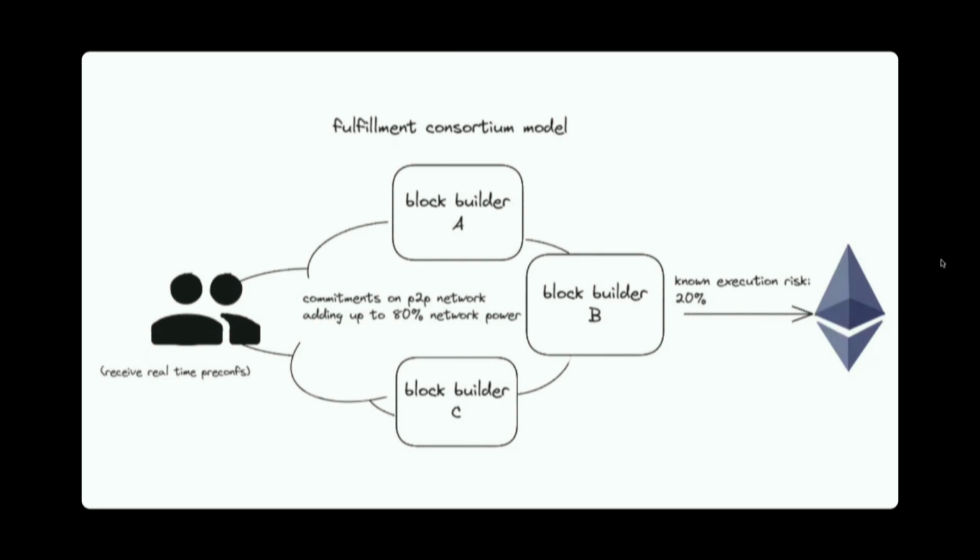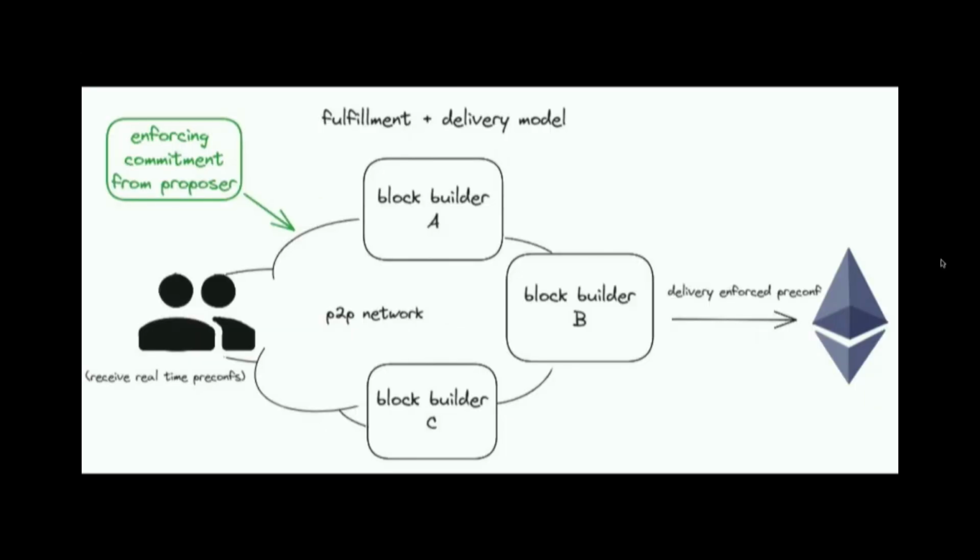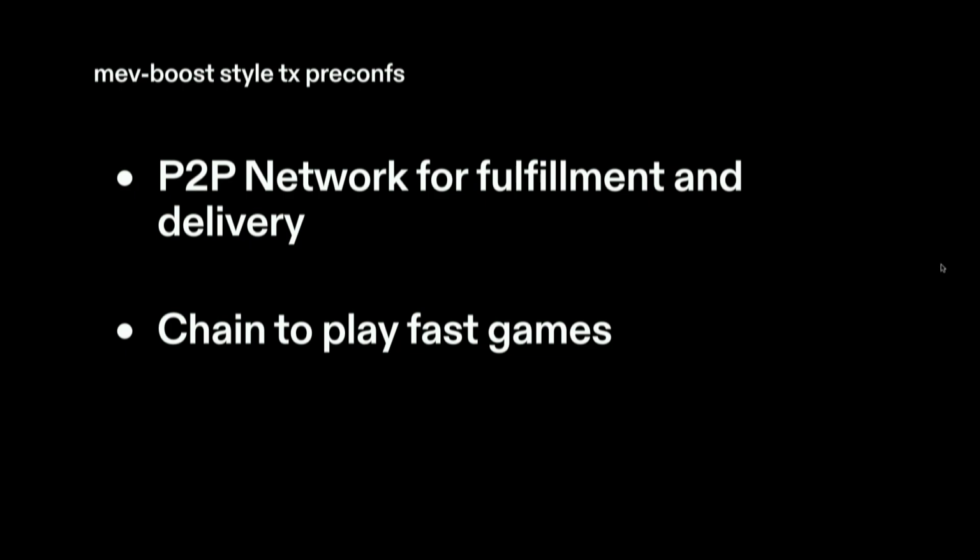However, this model gets incredibly strong once you have the proposer commitment as well. So if the proposer said, hey, this pre-confirmation you guys are playing, I will honor this no matter what, then you know you have the ultimate credibility for your pre-confirmation. So you know that the block builder will be able to deliver that pre-confirmation promise that it gave you in real time. So how do we achieve MEV boost style transaction pre-confirmations? There's 2 key characteristics here.